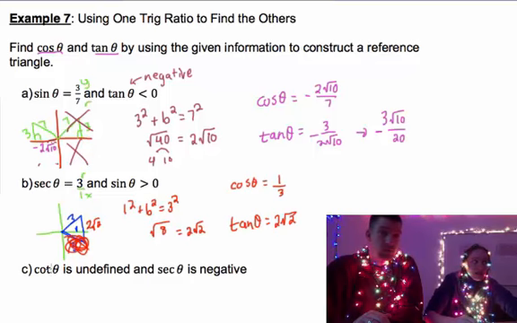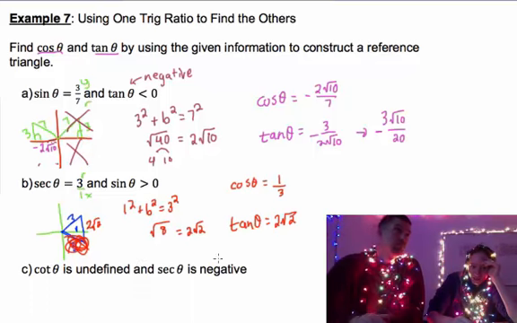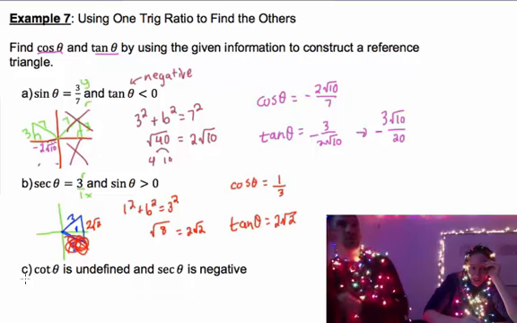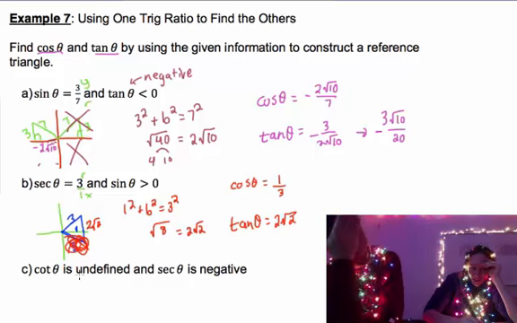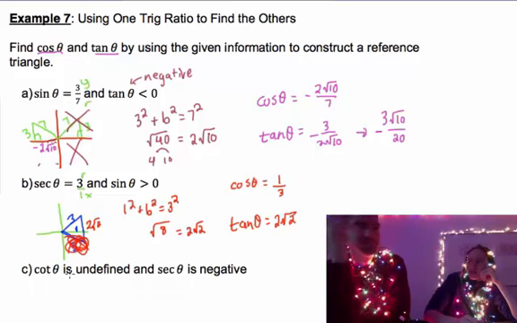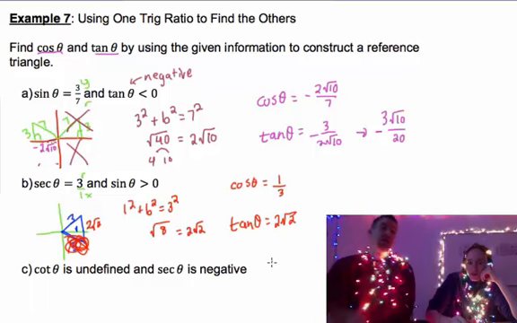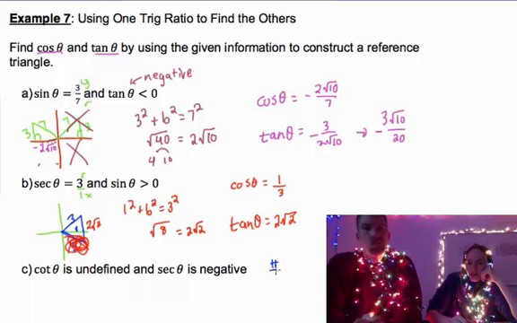Cotangent theta is undefined, and secant theta is negative. So when I hear that something is undefined, there should be a 0 someplace. A 0 in the denominator? Yes. So what is the ratio for cotangent? x over y. So our x has to have some value, and our y is 0.